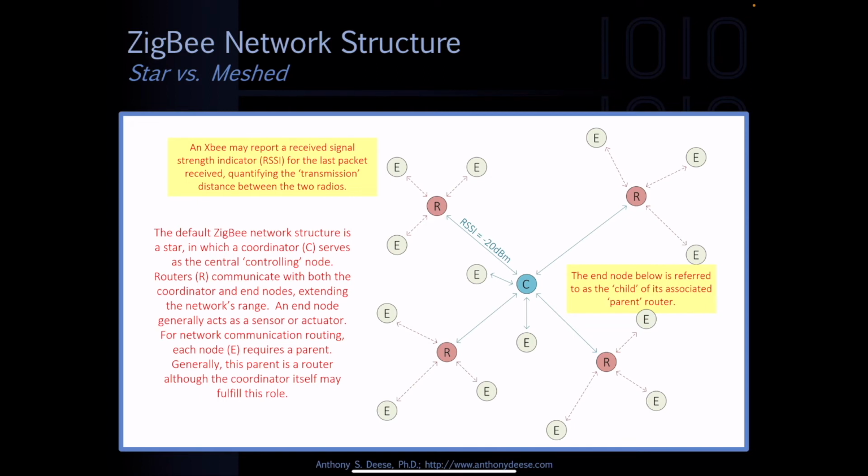Now, let's talk about the ZigBee network structure for 1 second, star versus mesh, and also this idea of a coordinator. Now, the default ZigBee network structure for multi-point communication, not talking about Series 1 radios, is a star, in which the coordinator serves as the central controlling node. Routers communicate with both the coordinator and the end nodes. An end node generally acts as a sensor or an actuator.